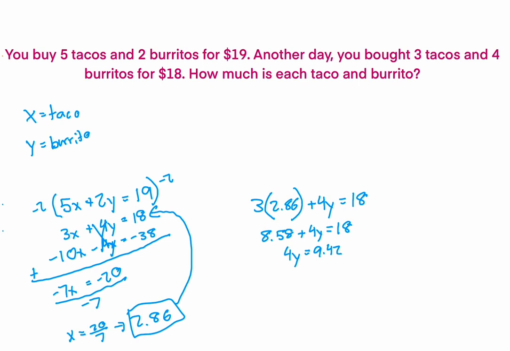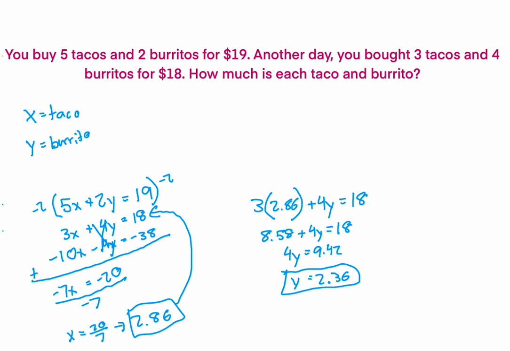When we divide by 4 now, we're going to get y is equal to 2.36, roughly. So we end up with the tacos being $2.86 each, and each burrito being $2.36. We can also check our work to see if we're correct by plugging in our x values and our y values into both of the equations to make sure it works. So it would look like this.